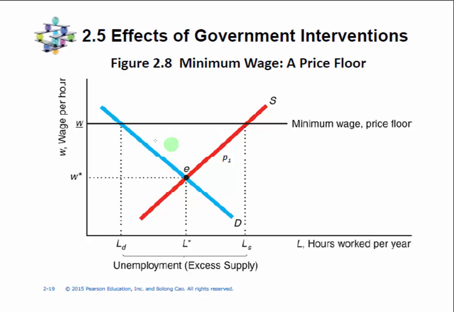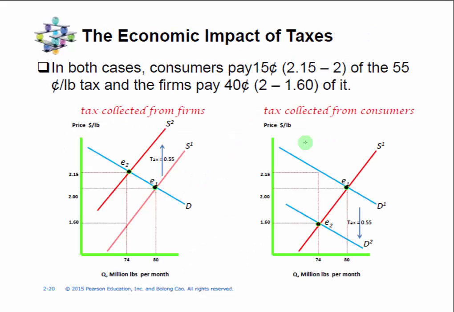And then what you will have is basically unemployment. That's excess supply of labor. The quantity supplied into the labor market is higher than the quantity demanded. Firms at this minimum wage do not hire as many people as are looking for a job. So there's unemployment in the marketplace. This is the price floor.